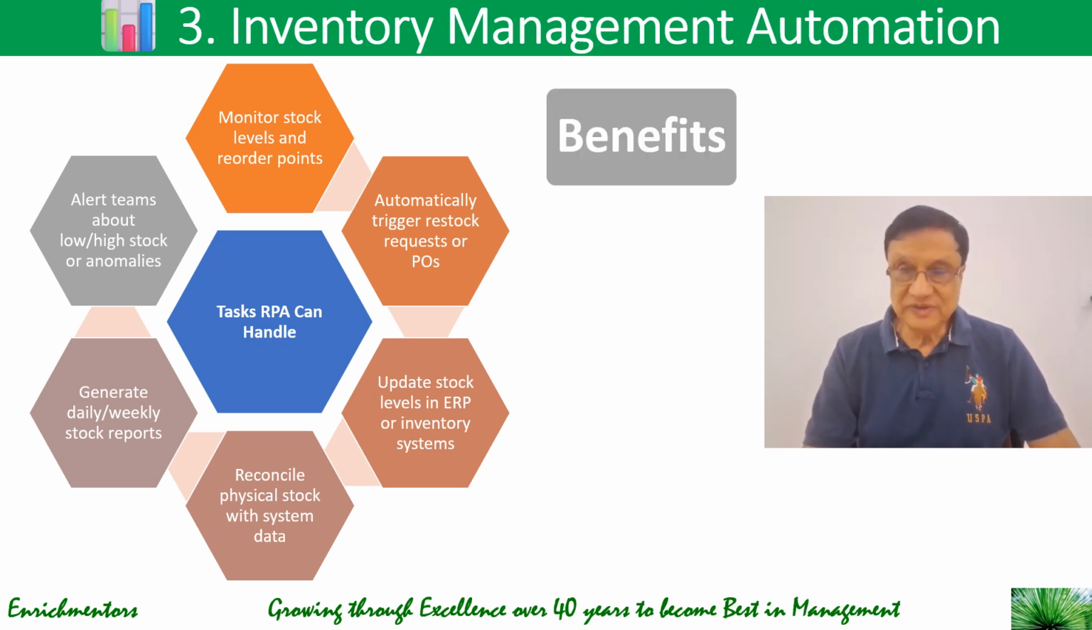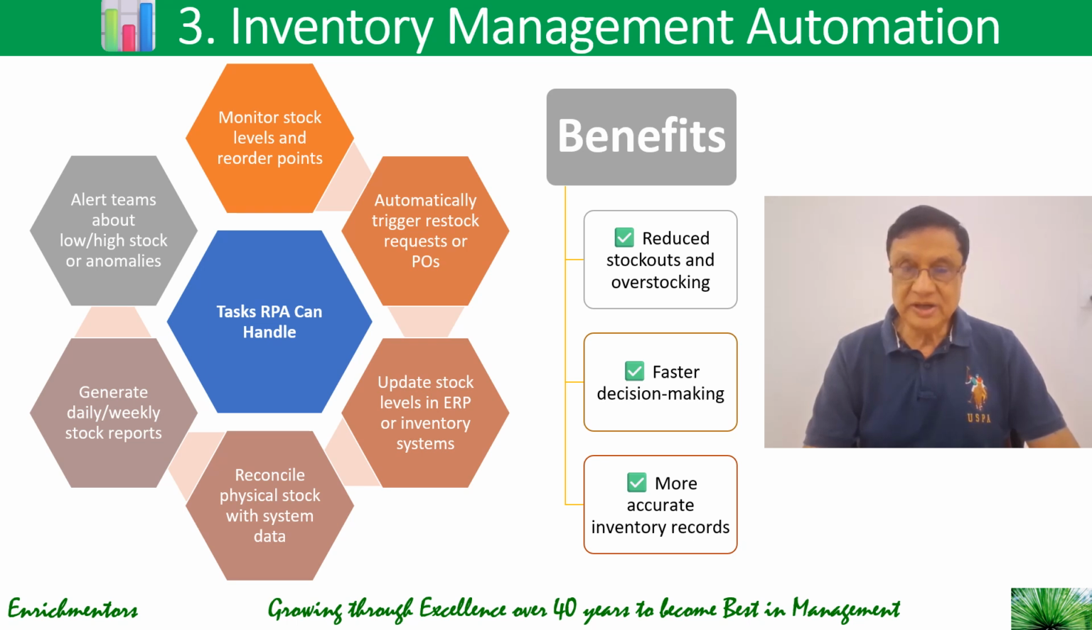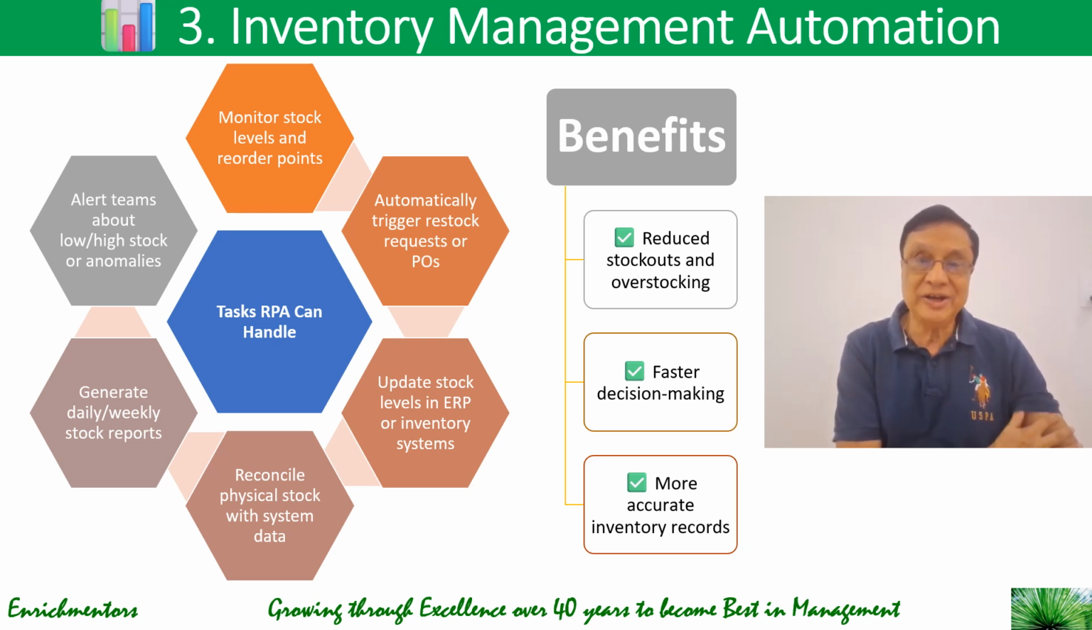So what are the benefits of this? First, reduced stockouts and overstocking, which is the perennial problem in operations management. Either you have too much or you have too little. So it can help you sort that perpetual problem. Second, faster decision making because it's a bot. It doesn't take too much time to think. Once you feed the rule, it quickly calculates and acts on it. Then it results in more accurate inventory records that improves your service to production or even to customers. So that's how the inventory automation happens in RPA.